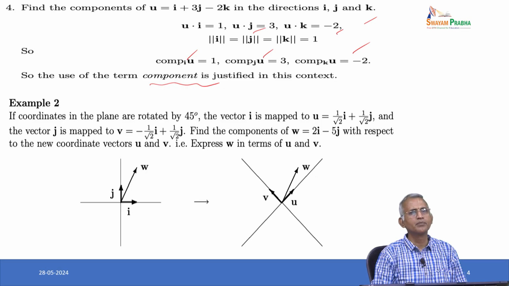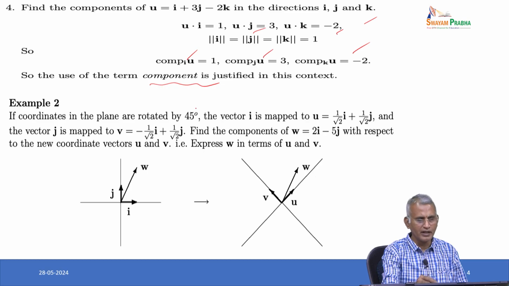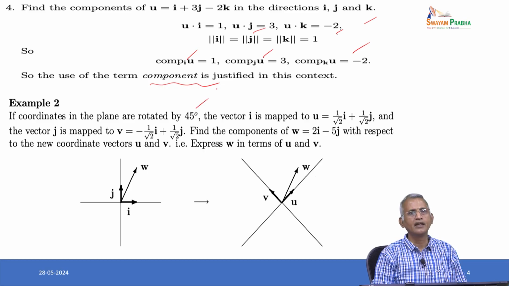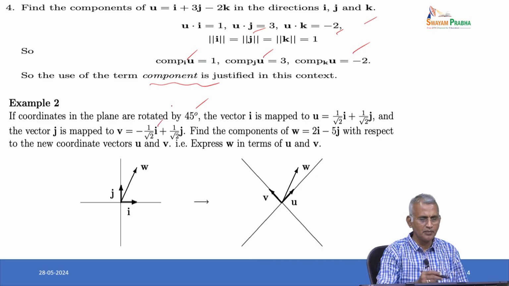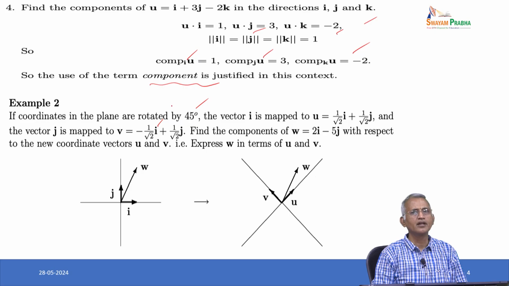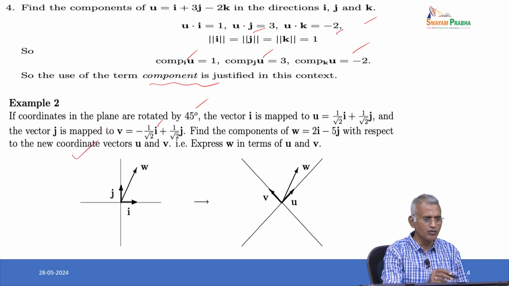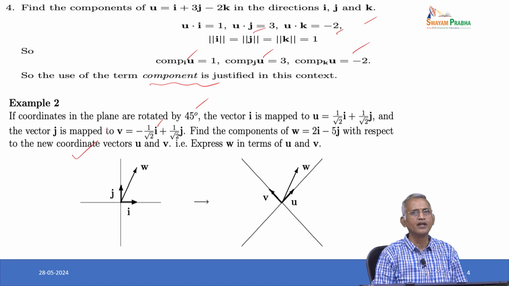If coordinates in the plane are rotated by 45 degrees, the vector i is mapped to u equal to 1 by root 2 i plus 1 by root 2 j, and the vector j is mapped to v equal to minus 1 by root 2 i plus 1 by root 2 j. Find the component of w equal to 2i minus 5j with respect to the new coordinate vectors u and v, and express w in terms of u and v.